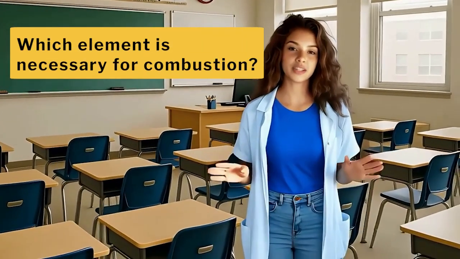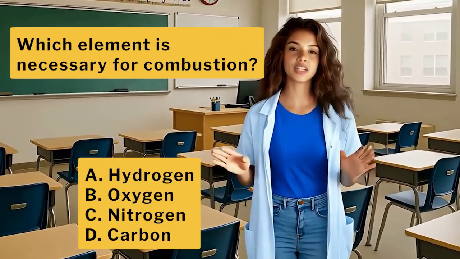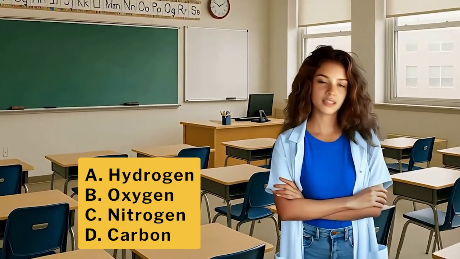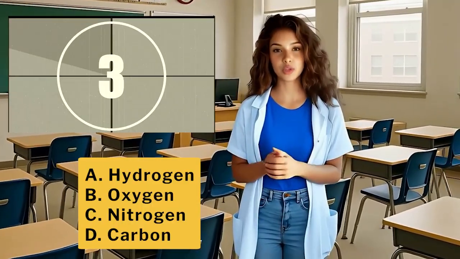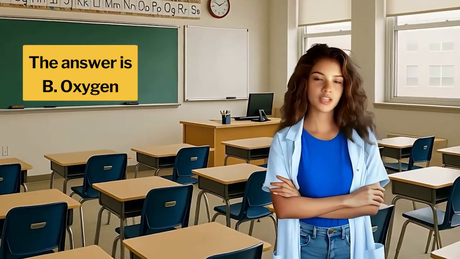Question 14. Which element is necessary for combustion? Choices are A, hydrogen, B, oxygen, C, nitrogen, or D, carbon. You have 6 seconds. This one may be the trickiest of the quiz. Maybe not. Which one is most important for combustion? Think fast. Time's up. The answer is B, oxygen. Did you know the answer?